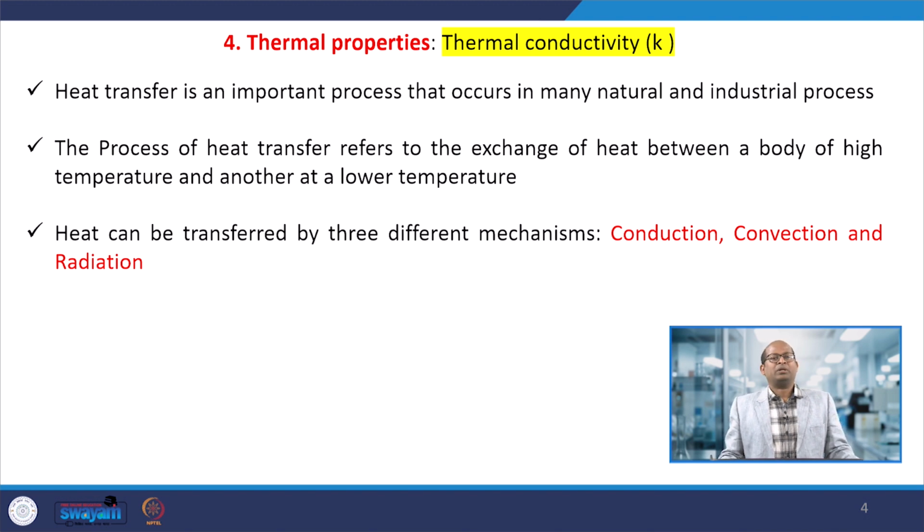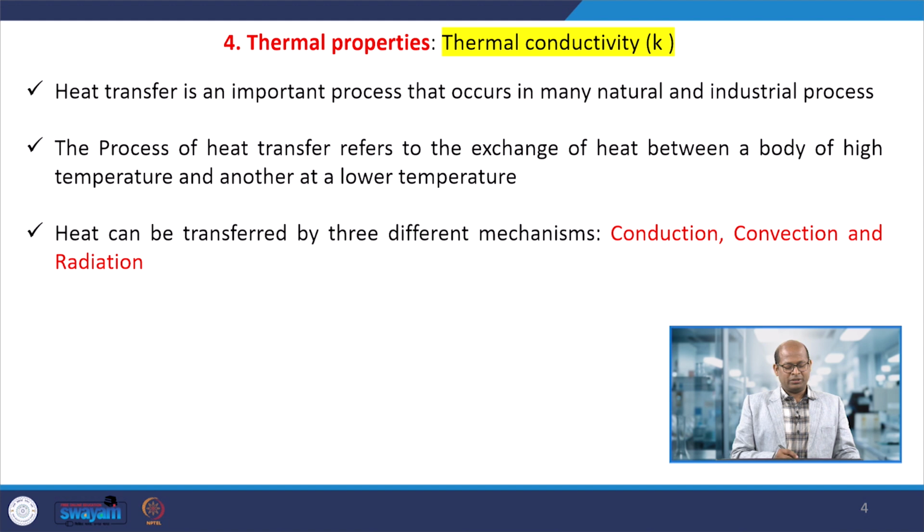Here we will first discuss what heat transfer is, the basic things, and then the thermal conductivity. Heat transfer is an important process that occurs in many natural and industrial processes, wherever heat transfer equipment is used. In these unit operations there is some transferring medium that carries the heat from one point to another. In that way we can heat up or cool down systems.